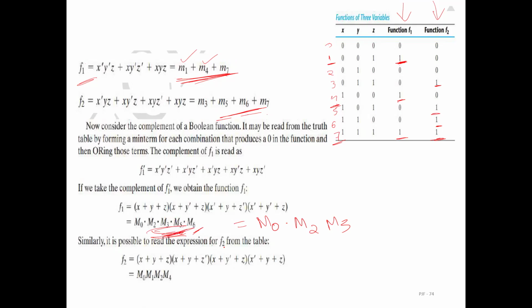In a similar way, for F2, 3, 5, 6, 7 is there. So what is missing? 0 is missing, 1 is missing, 2 is missing, and 4 is missing. So this is the POS representation for F2.